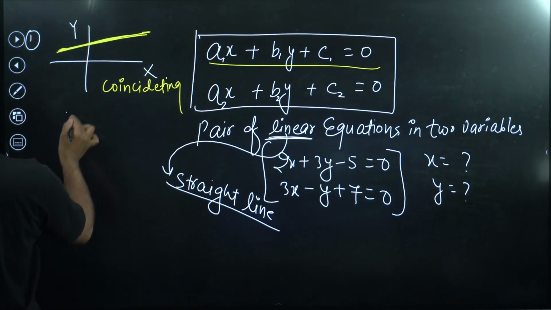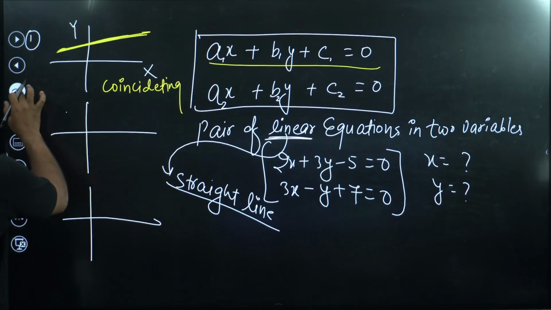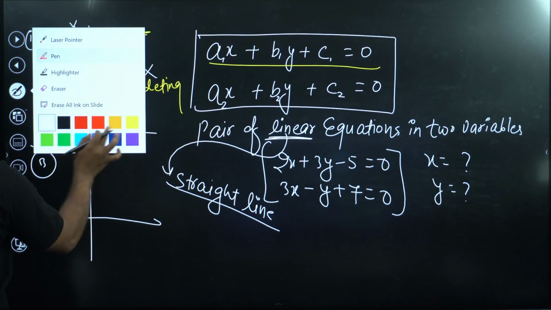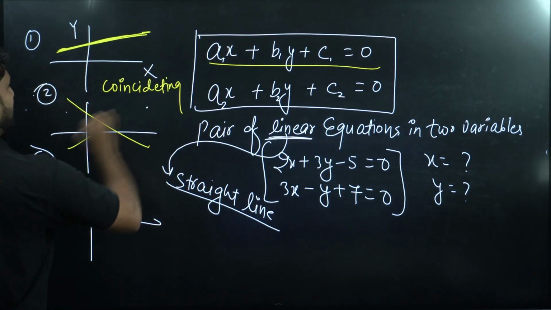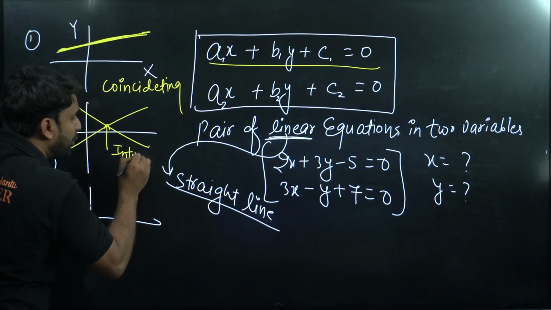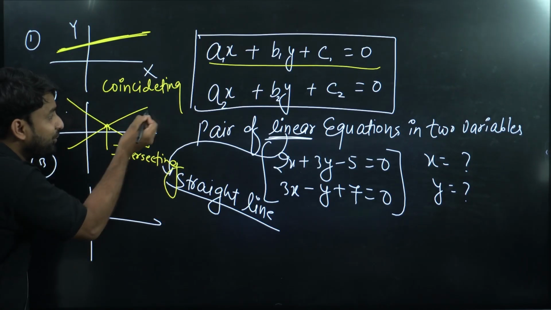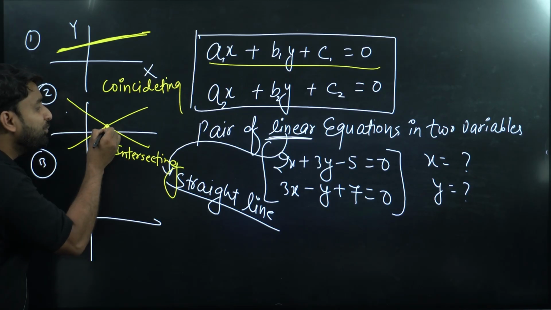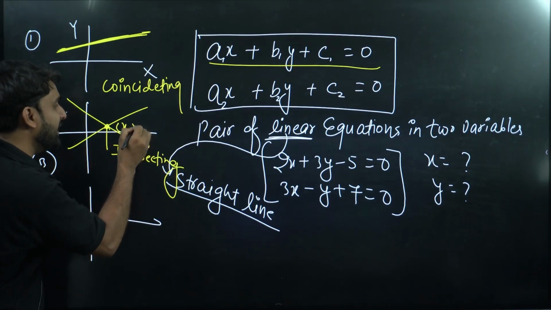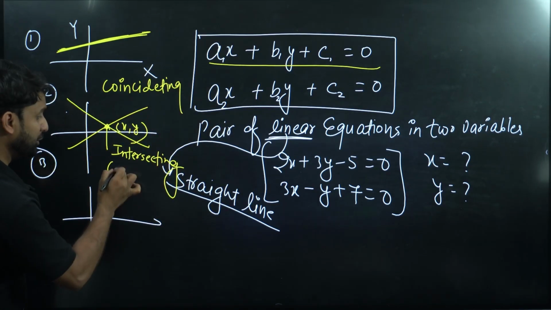Let me use white color for the graph again. The second possibility is that they may be intersecting with each other on the graph, like the first line is here and the second line. This is intersecting. And my dear champion, if both the lines are intersecting, this is the point which will be satisfying both the equations. I mean, the values of x and y at this point will be satisfying both the equations for this line and this line. So this is called a unique solution.